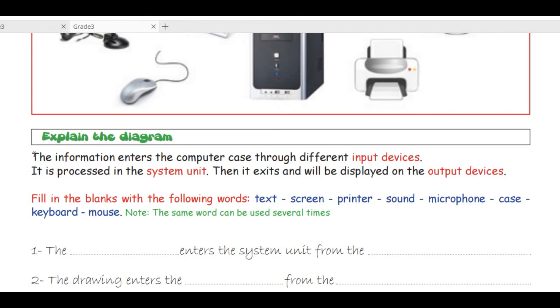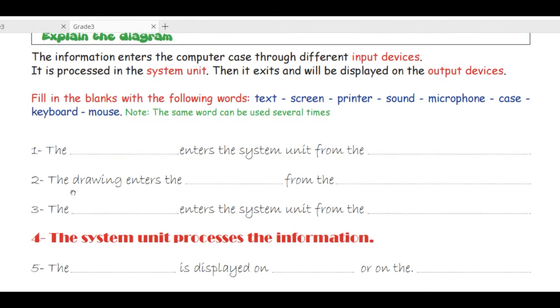students must not memorize but understand and try to explain and try to write in a good way the text below. The information enters the computer case through different input devices. It is processed in the system unit, then it exits and will be displayed on the output device. And here you have an exercise to fill in the blanks with the above text or keywords that are text, screen, printer, sound, microphone, case, and so on.